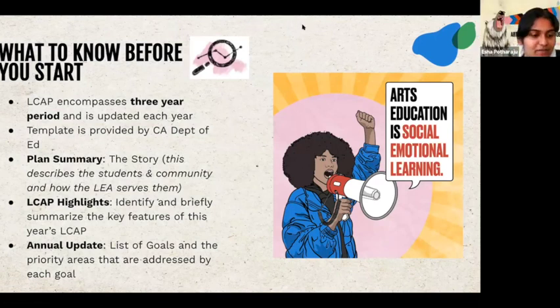So I know staring at your LCAP document can definitely be very overwhelming, but it's good to remember some key features that all LCAPs have, because there's usually a standard template that's issued by the California Department of Education. The LCAP encompasses a 3-year period, but it's usually updated every year. Your LCAP should have a summary of the plan. It should also contain highlights, which identify key features, as well as point out updates that were made, which leads me to the annual update. It's a list of goals that have priority areas. They're always reassessed each year.